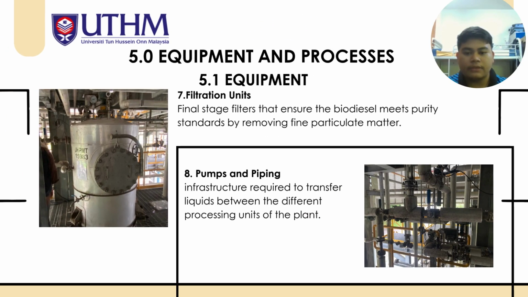The next one is the filtration unit. This is the final stage filter where all the biodiesel will be ensured to meet the purity standard by removing fine particulate matter. And the next one is pump and piping. This is the infrastructure that transfers all the liquid between different parts of the plant.